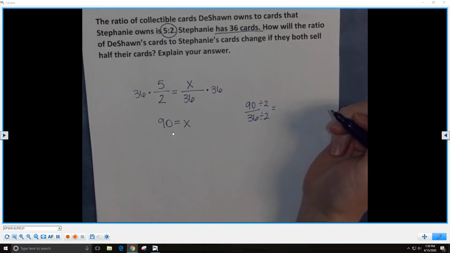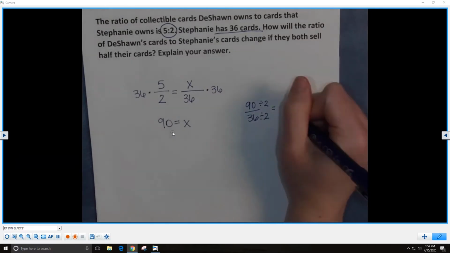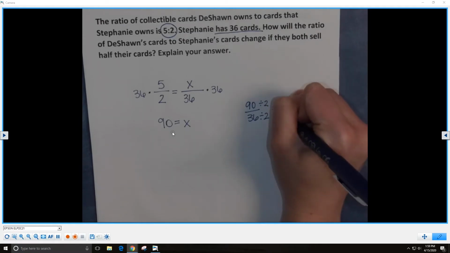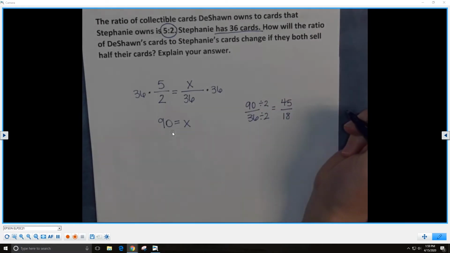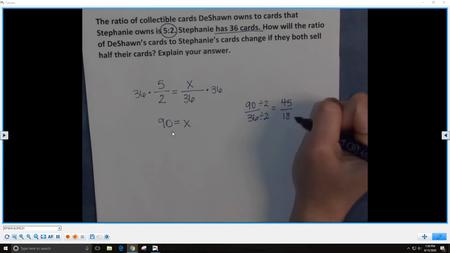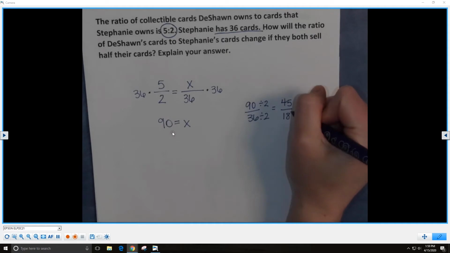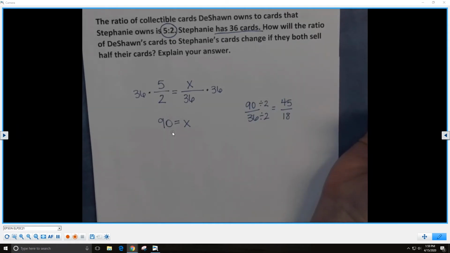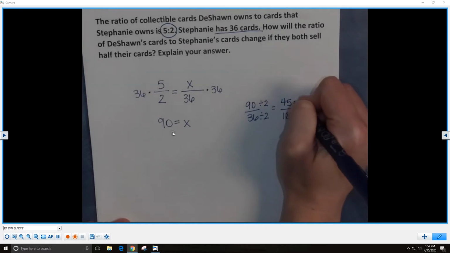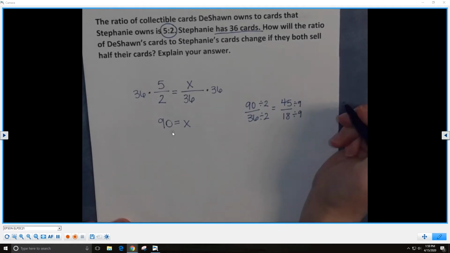What did you get for your new ratio? Well, I hope that you have 45 to 18. So the new ratio is 45 to 18 after both Deshawn and Stephanie sell half of their cards. Okay, so now we're going to simplify this ratio. What number goes into both 45 and 18? 9. 9 is a factor of both 18 and 45. So we're going to divide 45 by 9, and we're going to divide 18 by 9.